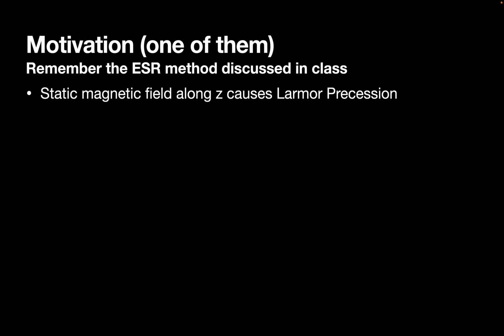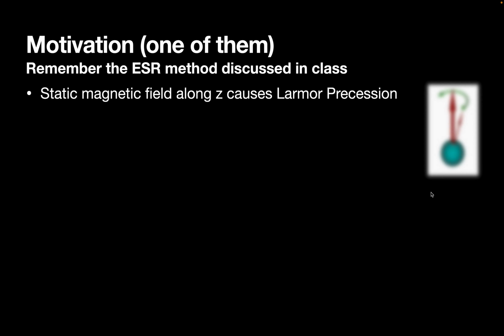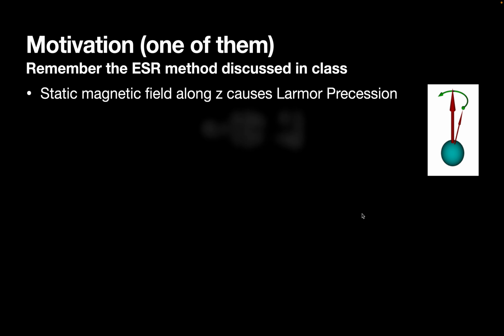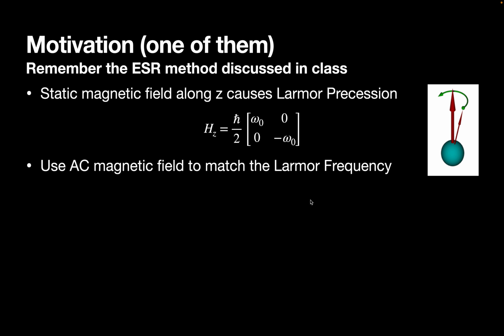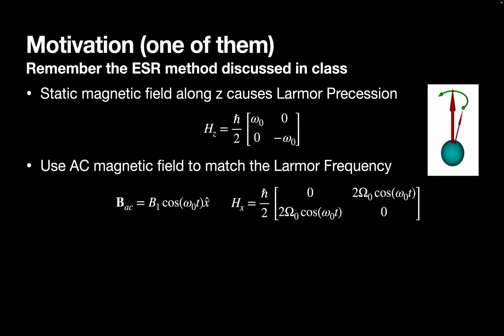So if you remember, if you have an electron sitting somewhere in space, you can apply a static magnetic field along Z to cause Larmor precession, which is essentially causing the spin state to rotate constantly about Z, and it produces the Pauli Z part of the Hamiltonian. You can then apply an AC magnetic field in the x direction to match the Larmor frequency, and this gives you the Pauli X part of the Hamiltonian.